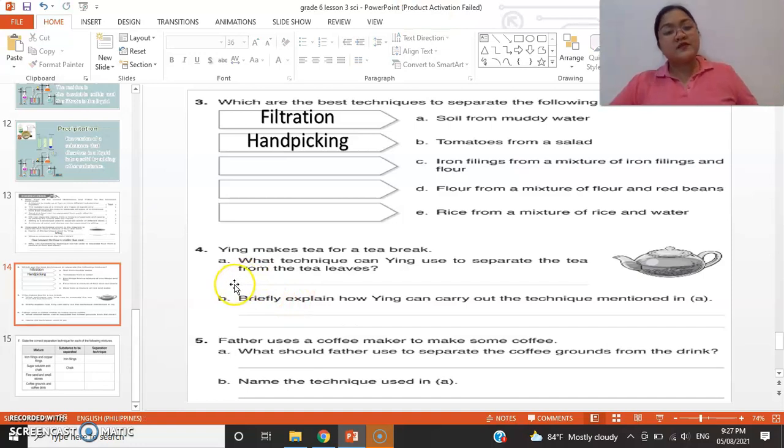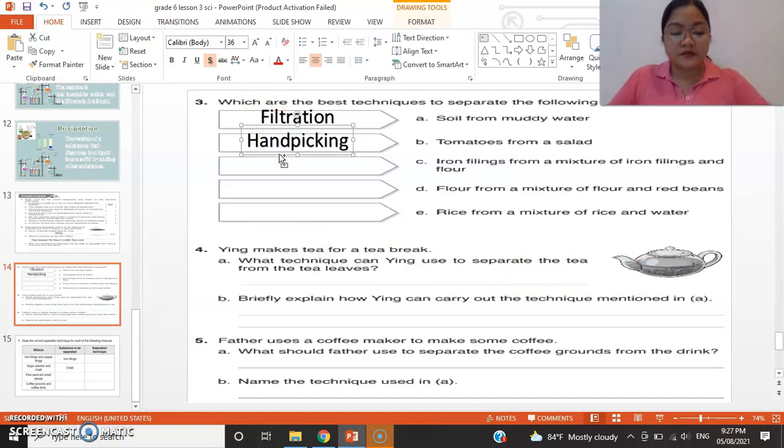Okay, next, number 4. Let's try again to answer question 4. Ying makes tea for a tea break. What technique can Ying use to separate the tea from the tea leaves? So we have here the solids and the liquid. The solid is at the bottom and the tea is at the top. So what technique are we going to use if the solid is at the bottom and the liquid is at the top?